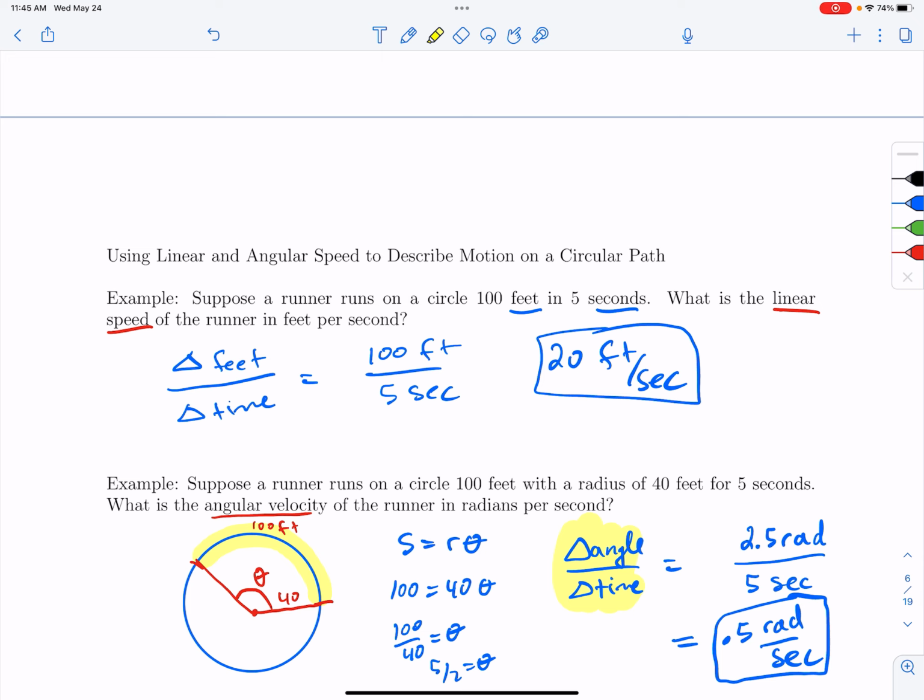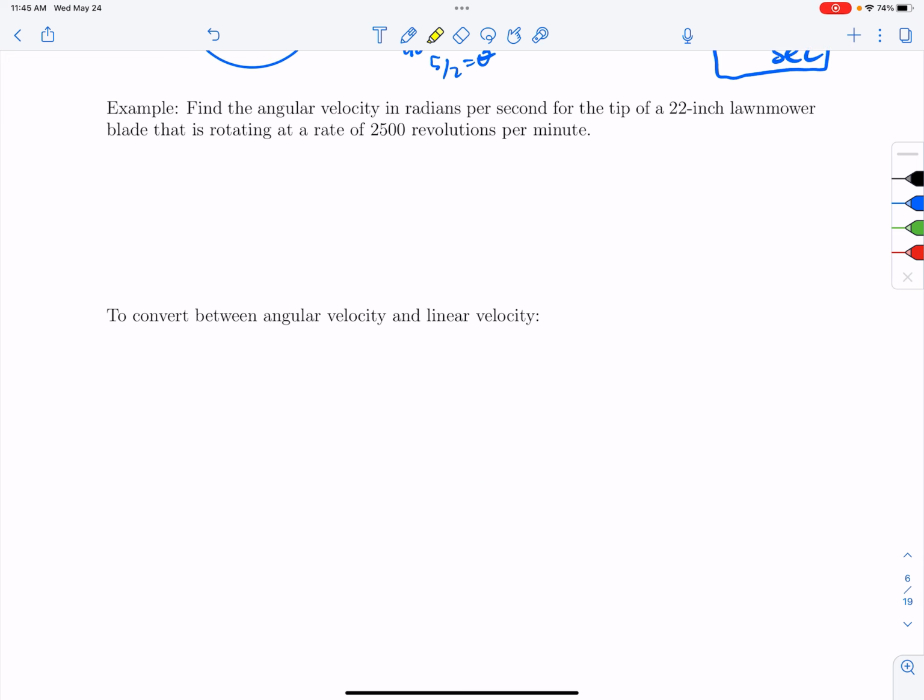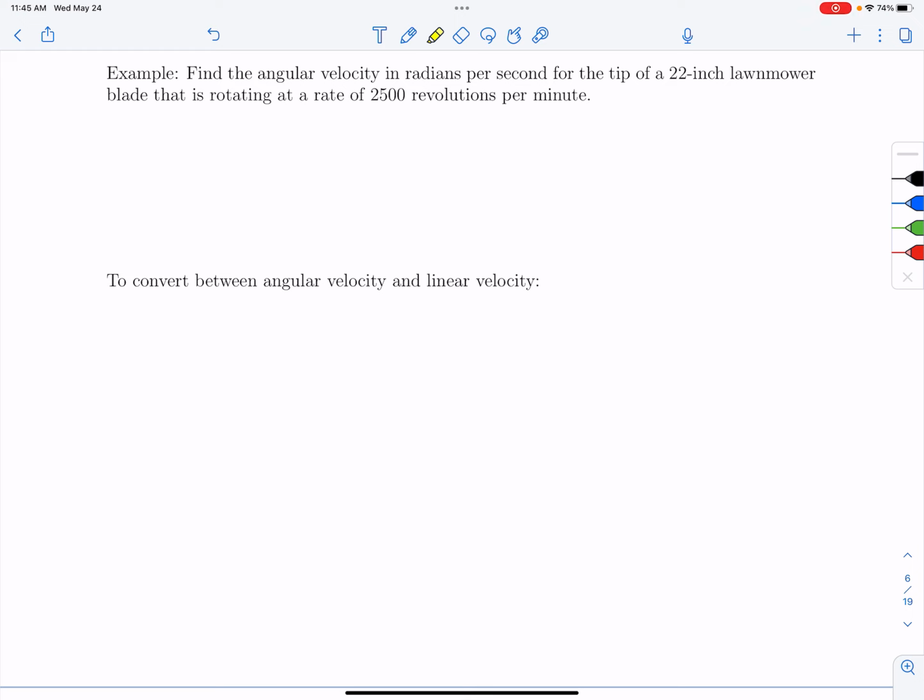Okay, and then we'll go through a couple more examples of this. This first one says find the angular velocity in radians per second, so radians per second is what we want, for the tip of a 22-inch lawnmower blade that is rotating at a rate of 2,500 revolutions per minute.